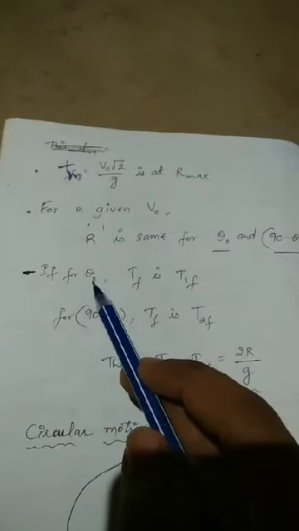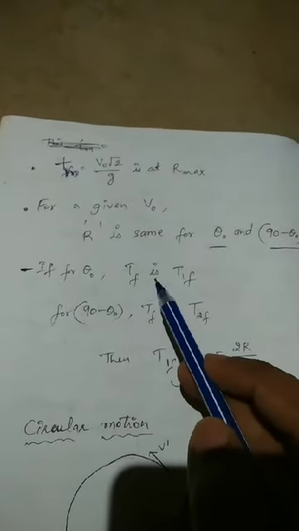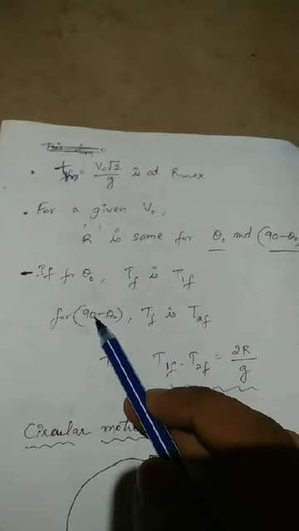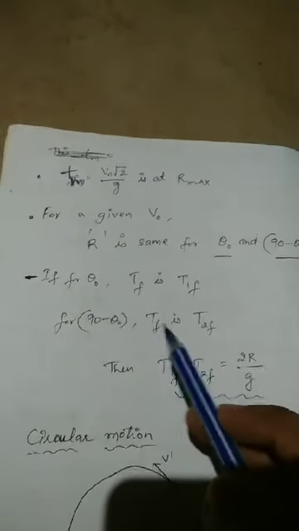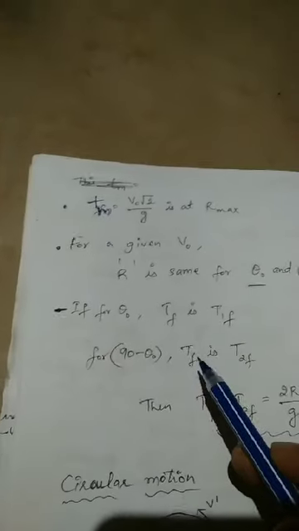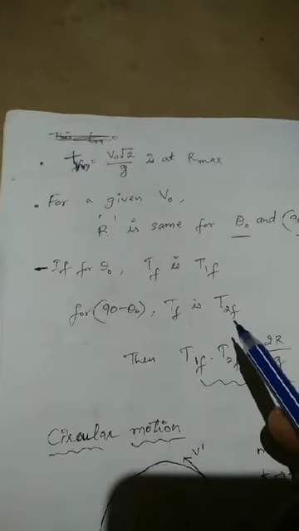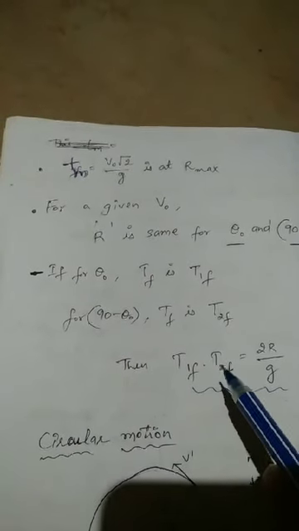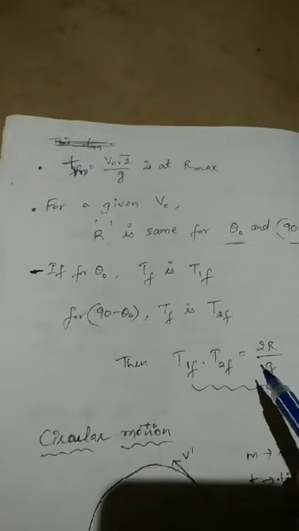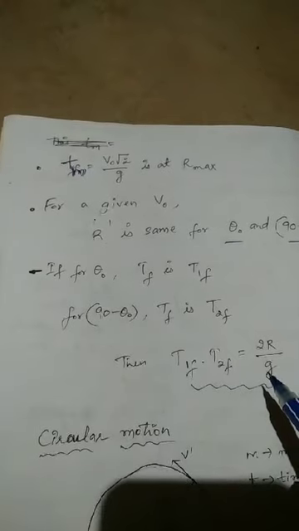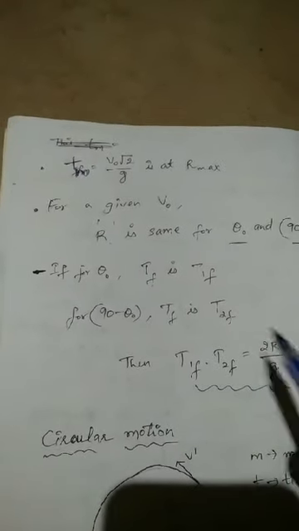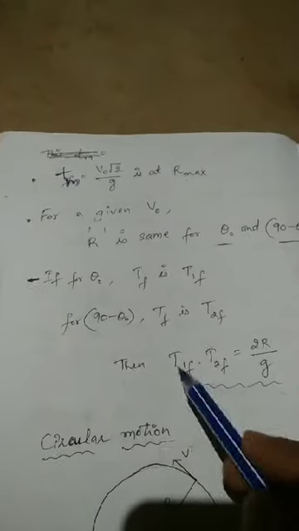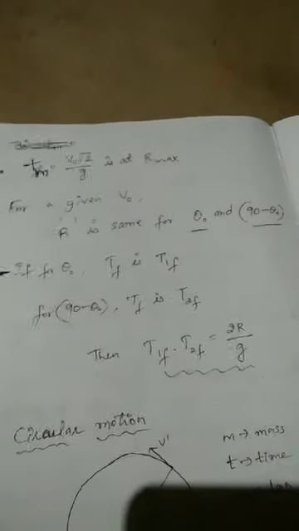If for theta naught, Tf is T1f, and for angle of projection 90 minus theta naught, Tf is T2f, then the condition is T1f into T2f is equal to 2R by G. Remember this. Once it was directly asked as a question, giving 4 options. This is important.